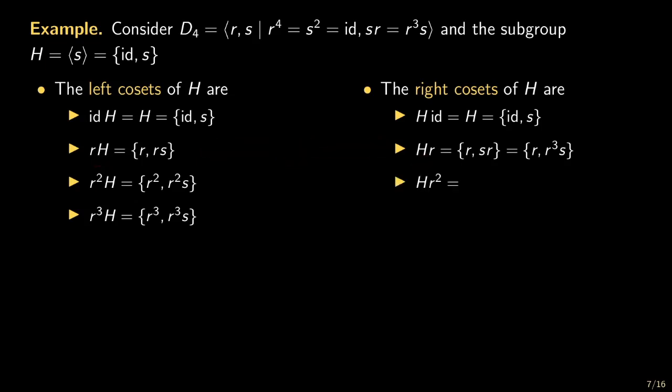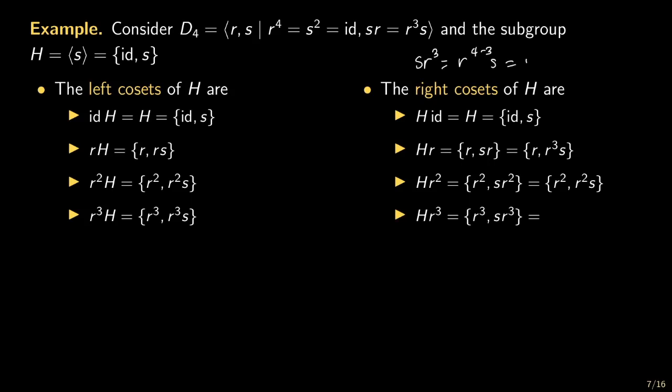O, tignan natin si HR squared. Saan equal yung SR squared? Ang SR squared, naalala nyo dito sa group na ito, may isa pa tayong equality. Yung SR to the K is R to the 4 minus K S. Ito yung ating formula. Kaya kapag meron kang SR squared, you get R 4 minus 2S or R squared S. Oh! Meaning to say, nagko-commute si S at R squared. Oh, hindi pa masama mangyari yun. And finally, HR cube, saan equal yung SR cube? R to the 4 minus 3S, so RS.